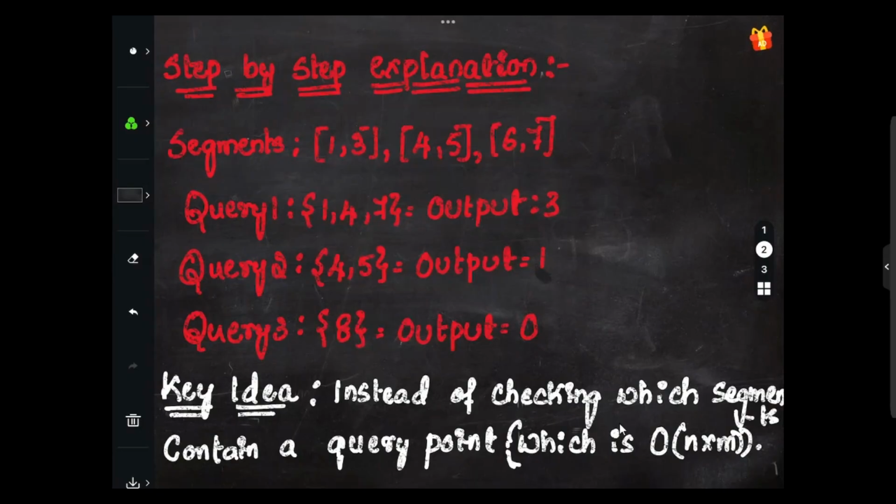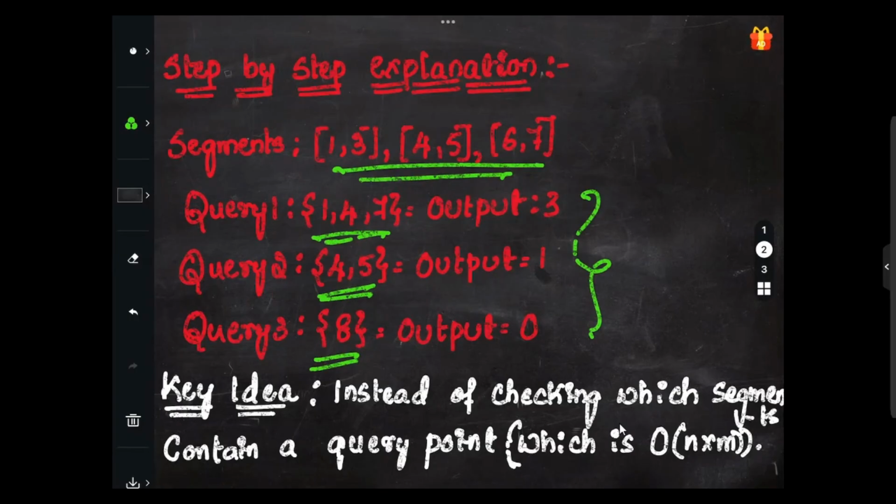Let's move on with the step-by-step explanation here. The segments we have got here are 1 3, 4 5, 6 7, and query 1 consists of 1 4 7, query 2 consists of 4 5, and query 3 consists of 8, where the output that we need to get here is 3 1 0. Same thing, right?